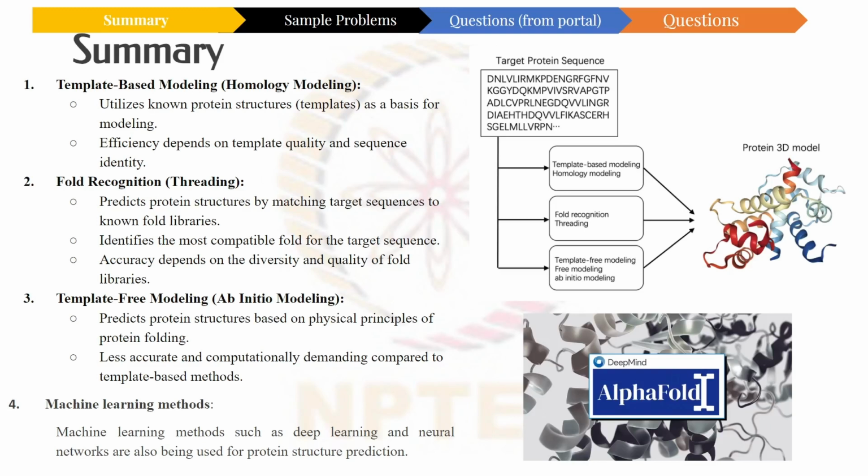Finally, we have machine learning methods. AlphaFold comes under machine learning or deep learning methods, where these methods require a large amount of protein structure data to train a model so that it can predict the 3D structure of a protein from its amino acids. The advantage of machine learning methods is they can generate accurate models with high speed, but the disadvantage is they require a large amount of high quality training data.